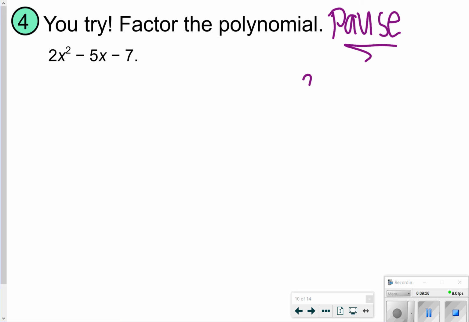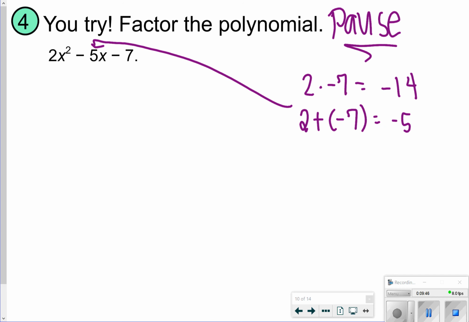Okay, so for this one I did 2 times -7 and got -14. So I'm just thinking to myself, what factors of -14 can make -5? Well, I've actually just used them, 2 and -7, because 2 plus -7 gives me that -5, which is the middle term right here. So I'm going to go ahead and break down -5x to be 2x and -7x.